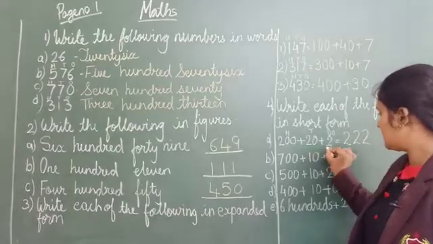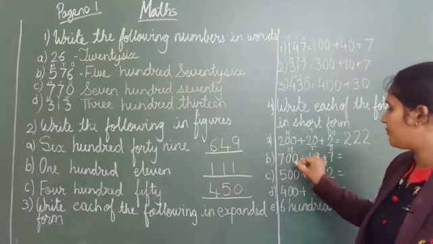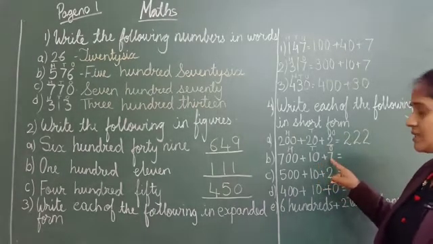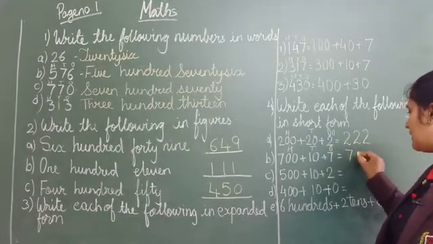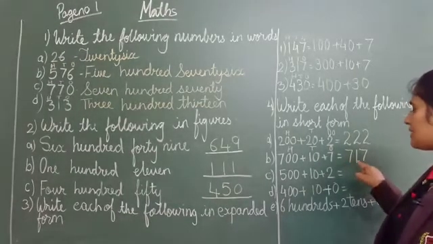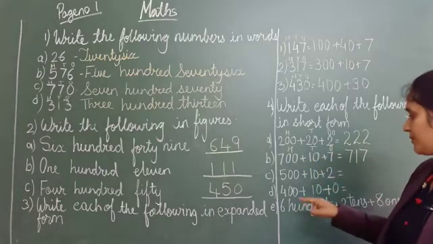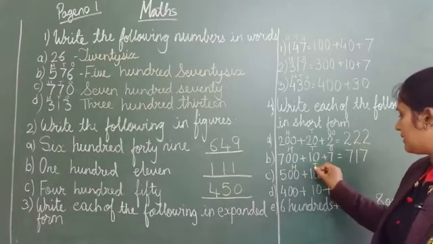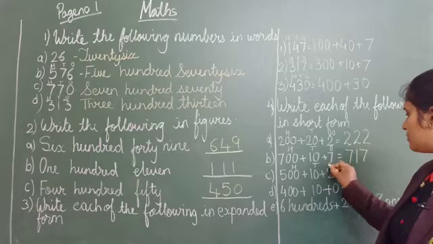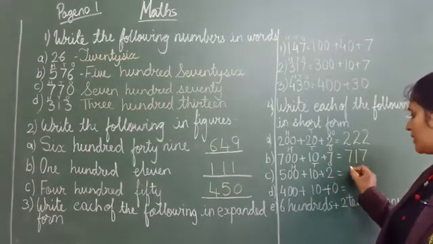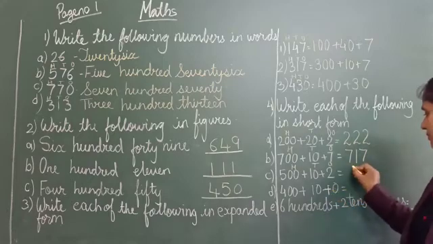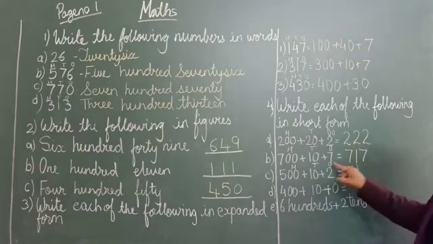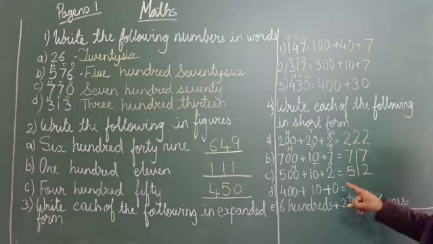Again ones, tens, 100. 700, and at tens place we have 10 and ones place we have 7. So 717. Next, 500, 10, 2. So how will you write? What is the value of 5 over here? 500. Tens we have 1, that means 10. At ones we have 2. How will you read this? 512.